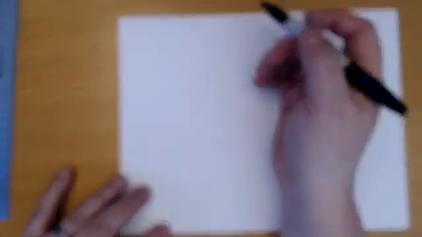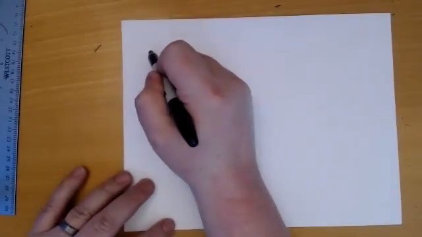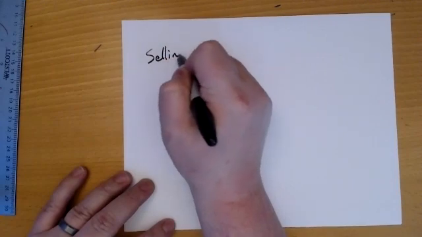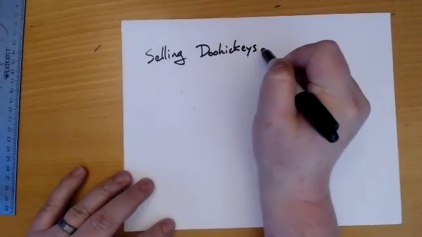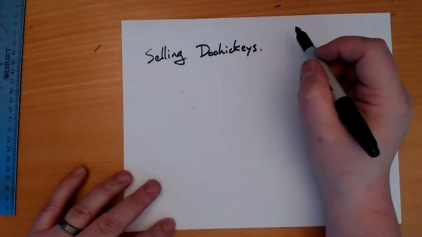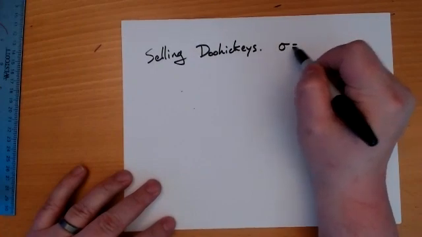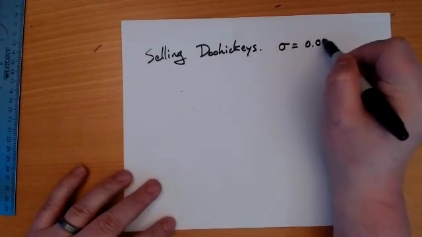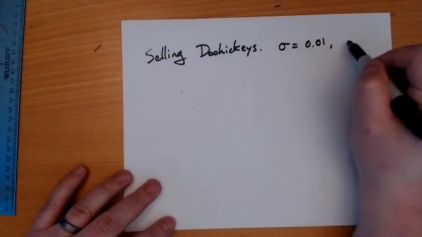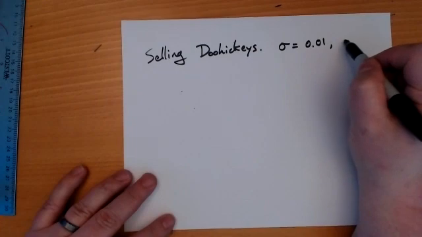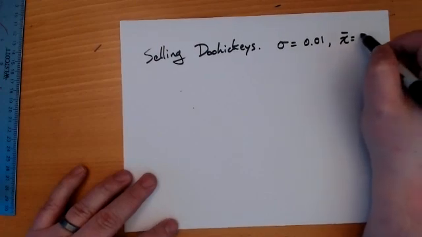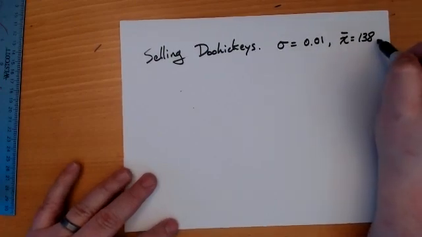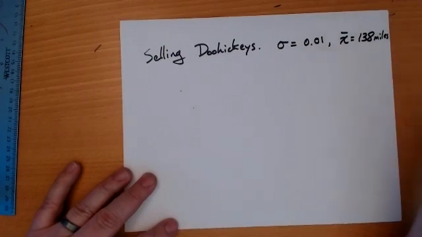My other business is selling doohickeys. The standard deviation for my doohickeys is 0.01, and the length of a doohickey is 138 miles. They're very big doohickeys.